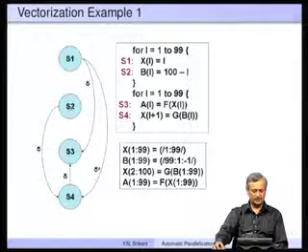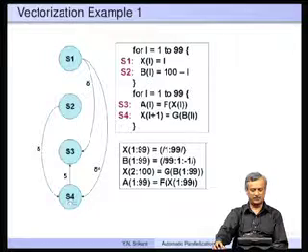What about S2 and S4? There seems to be a dependence from S2 to S4, which is of the flow kind. S2 is b[i] equal to 100 minus I, and S4 is x[i+1] equal to g of b[i]. That means we write into b[i] here and read b[i] here, but these two are in two different loops.